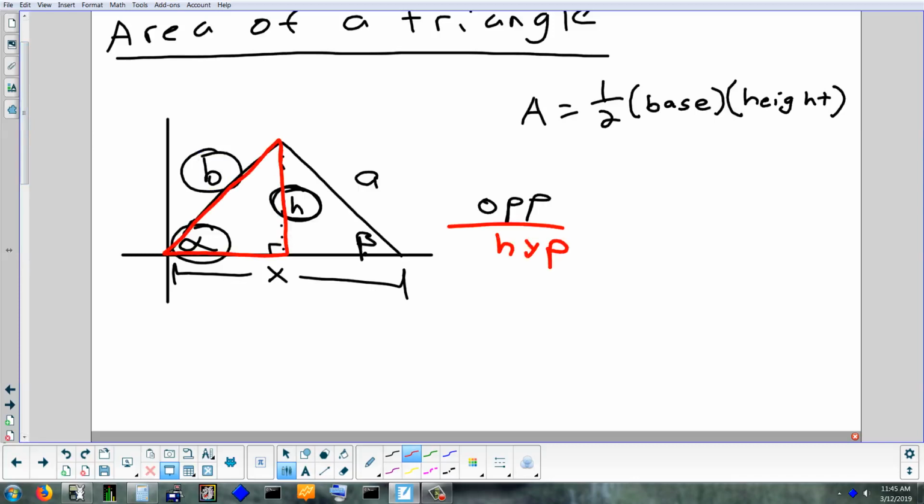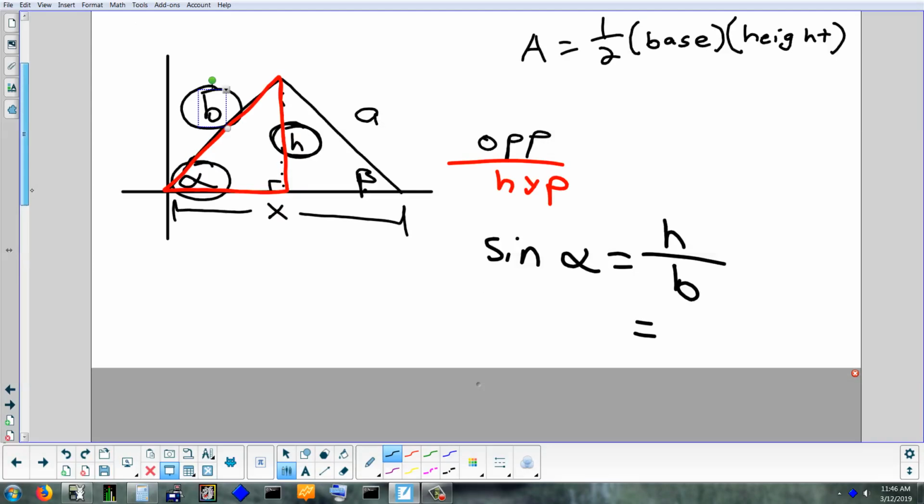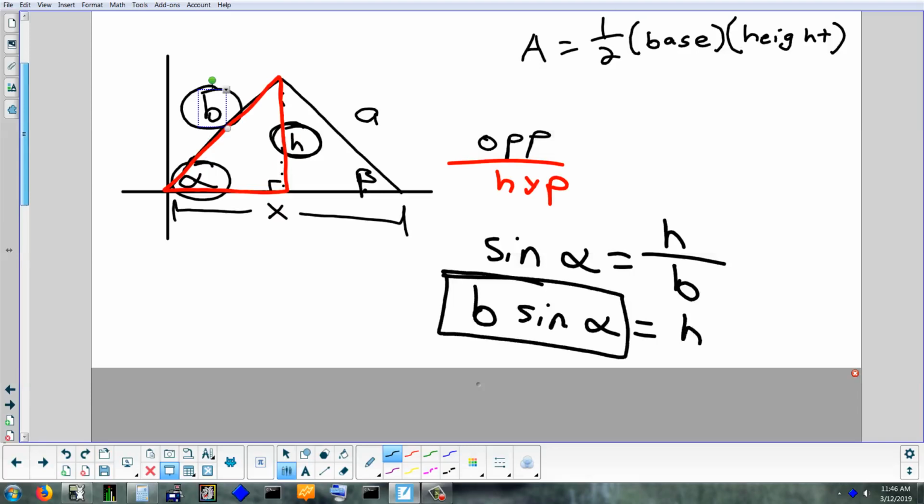Which trig function involves those two? Sine. So the sine of my angle equals opposite over hypotenuse. Opposite is H, hypotenuse is B. Now, how would you get H by itself? Multiply both sides by B, exactly. So here is a formula to find the height if you don't know it.